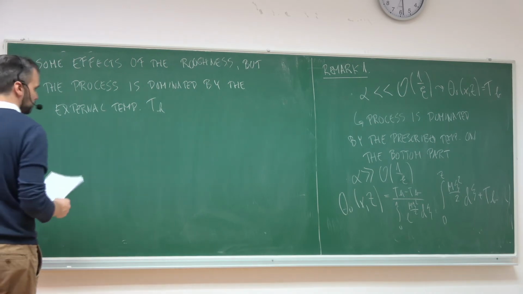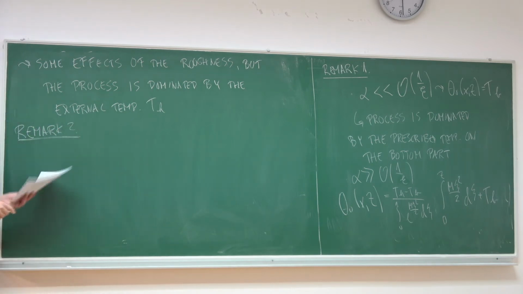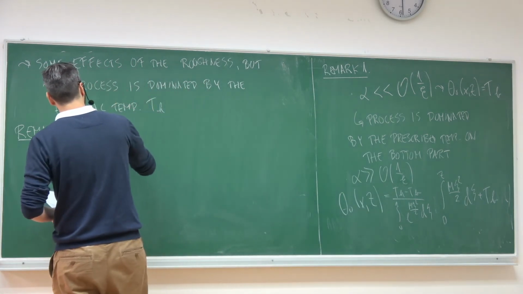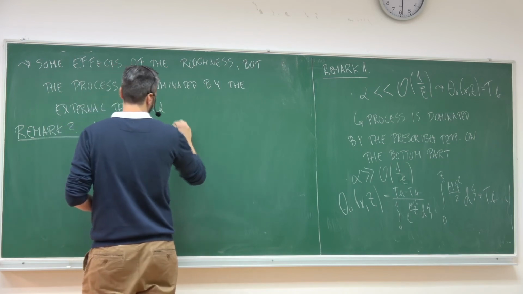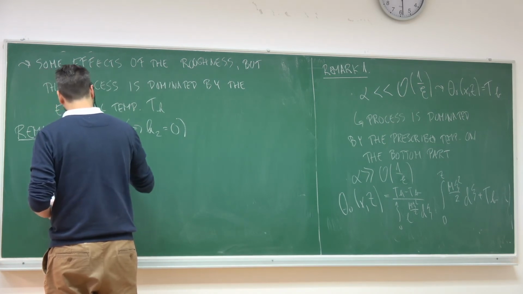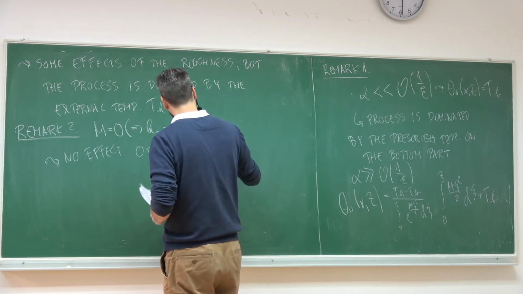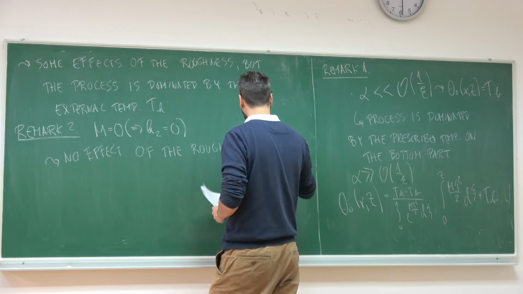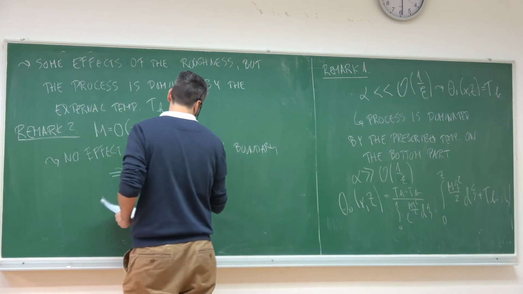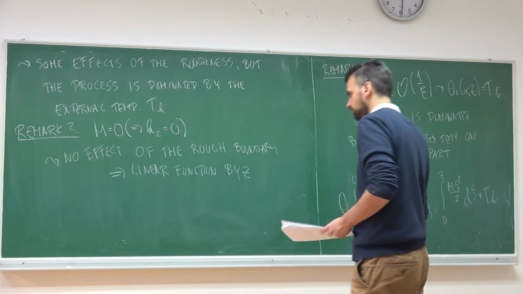Okay, one more remark regarding this. If that m, which was that torus integral that you obtained, is equal to 0, which basically means that H2 is 0, this means that you have no effect of the rough boundary. And you have a linear function in z.